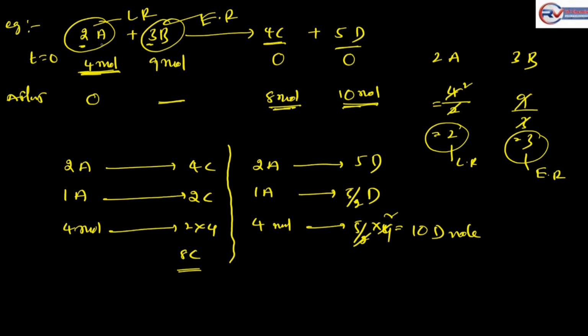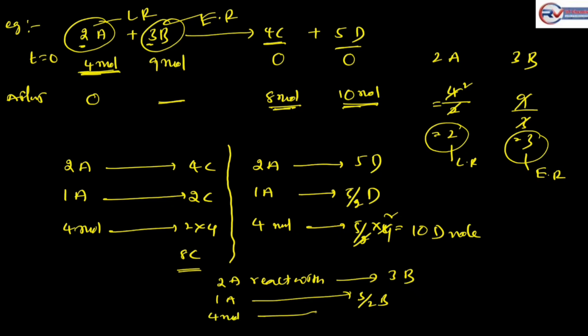Let's say 2A react. 2A reactant means 2A react with how many moles? 3 moles of B. I am taking 1A mole. It is 3 by 2 B mole. But we want 4 moles. How many moles of B? It is 3 by 2 into 4. It becomes 6 moles of B.